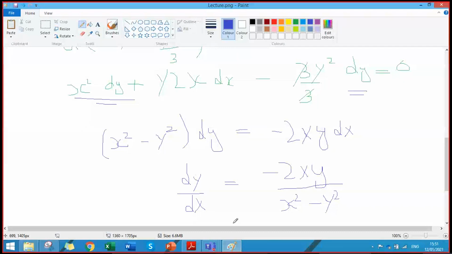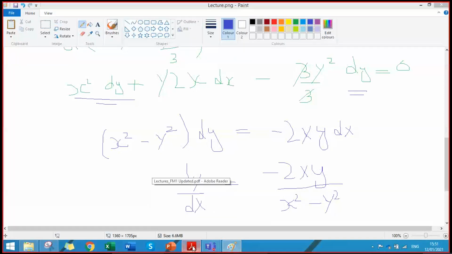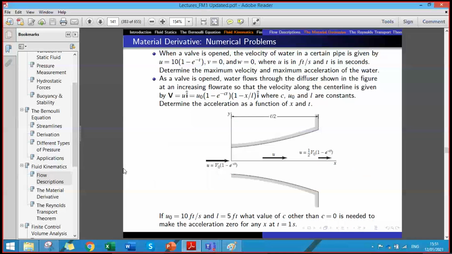Yes, sir. So there are a few more problems on the slides. I have shared them with you. You can solve those problems, and if you have any questions, you can discuss them in the next lecture as well. These are another set of problems, and they are not very difficult if you are versed with the concepts of the material derivative. If you know the material derivative in detail, you can just solve these problems.